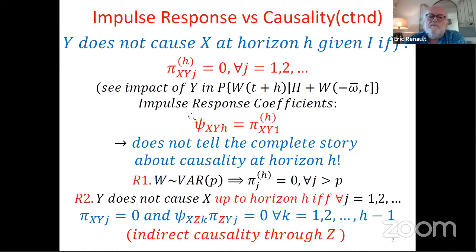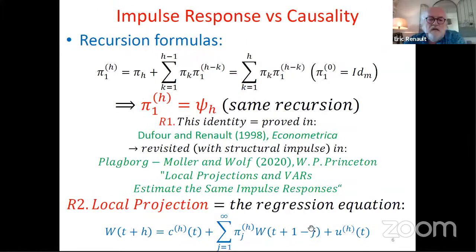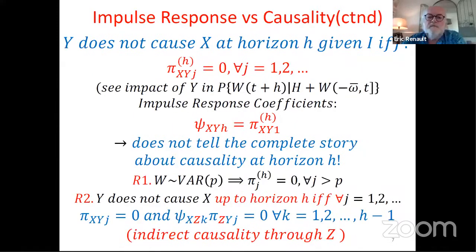This impulse response coefficient, so popular, does not tell you the complete story, because they just tell you this causality at horizon h with one lag. Okay? I don't know whether that is clear. It's kind of funny to say, I'm interested in causality. So when looking at this equation, I would like to see to what extent y has an impact on x. But this impulse response coefficient looks for this impact with just one lag. They don't look at the higher lags. Okay, so they miss something.